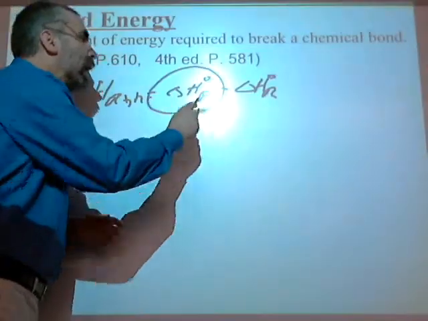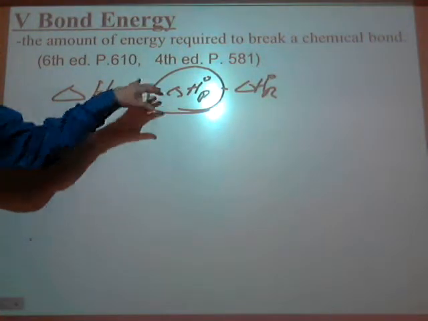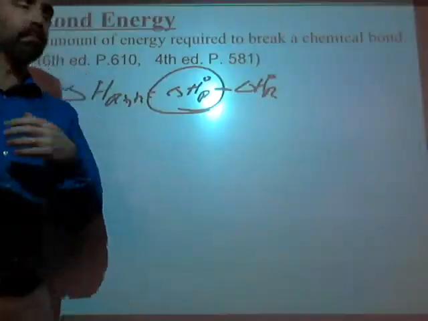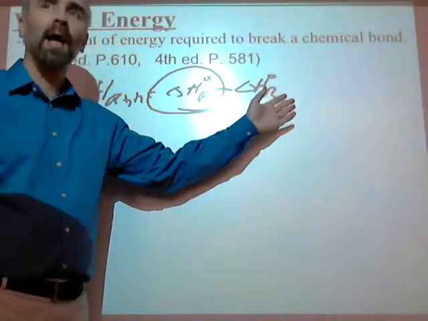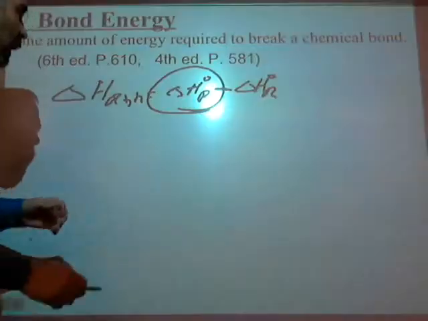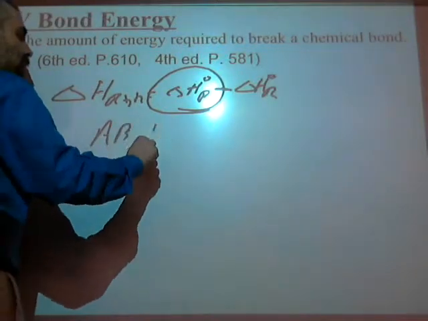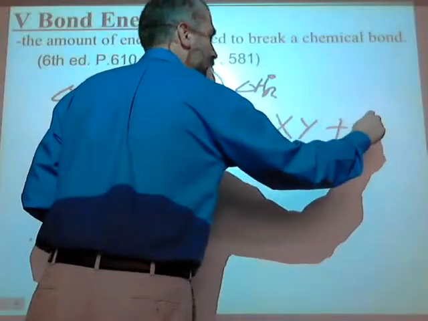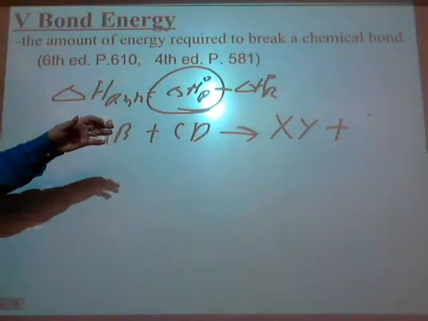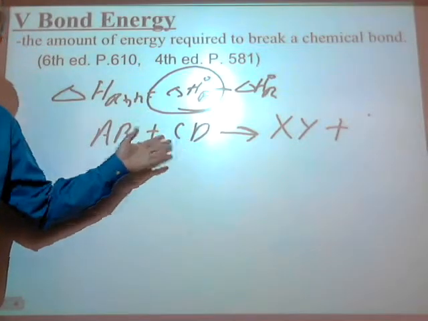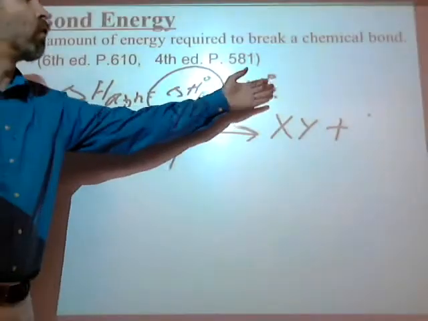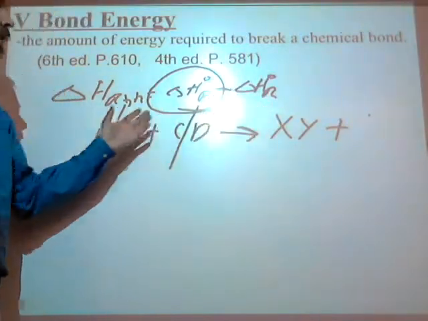So for the delta H of formation, I have to keep the products the same sign, so there's no negative sign in front of them. And the reactants get this negative sign. Why? Because I have to change the sign of the reactants. They're not being formed. They're being broken up. So if I have A B plus C D yields X Y plus, I ran out of letters, either way, the reactants are being broken up. And that's why the delta H of formation value is going to be the exact opposite.